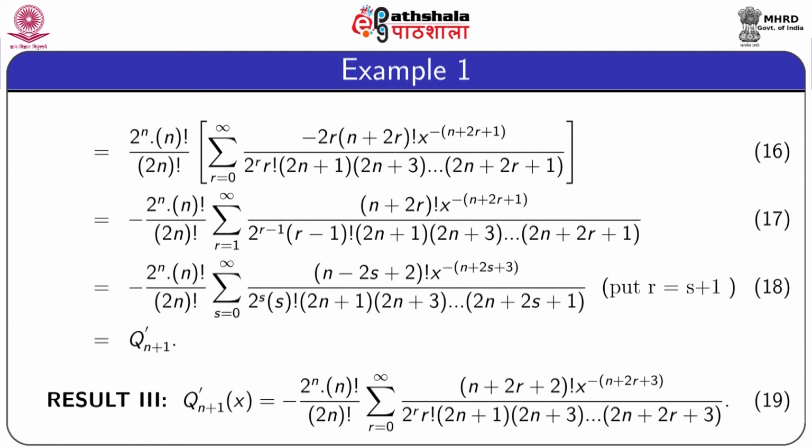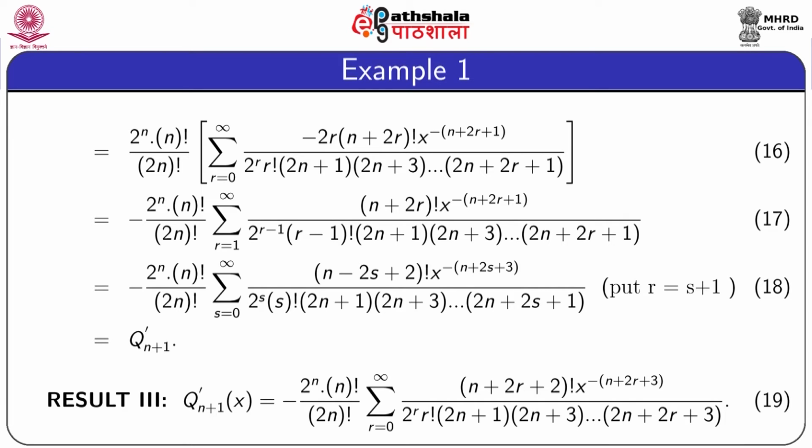We simplify the expression and we get equation number 17, which is equal to minus 2 to the power n into n factorial divided by 2n factorial, summation r equal to 1 to infinity, n plus 2r factorial x to the power minus n plus 2r plus 1 divided by 2 to the power r minus 1 factorial, 2n plus 1, 2n plus 3, dot dot dot, 2n plus 2r plus 1, which is equation number 17.